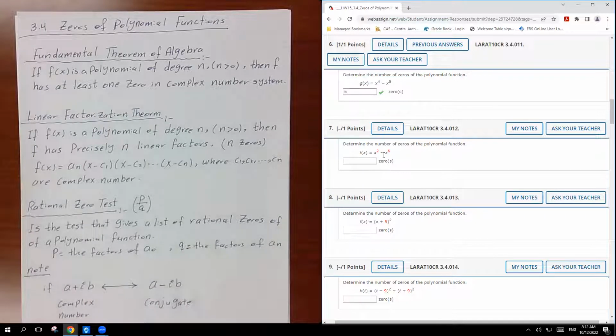Let's keep working on example 7. Example 7, determine the number of zeros. Here is the highest exponent. That means we have 6 zeros.